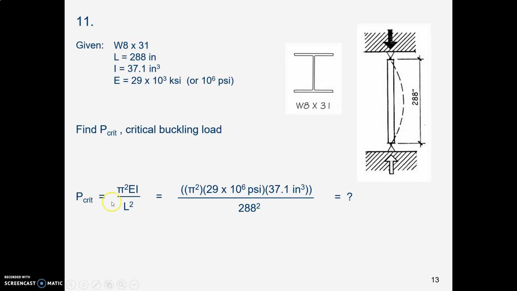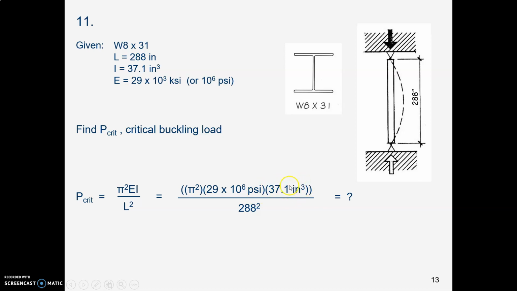Anyhow, here's our formula, and here we're plugging in the numbers. So there's the pi squared, and it's pi that's squared, not anything else. Then here's our modulus of elasticity. That's 29 million, and if you prefer, you can just punch 29,000,000 into your calculator if that's more comfortable. And then here is the moment of inertia, 37.1.